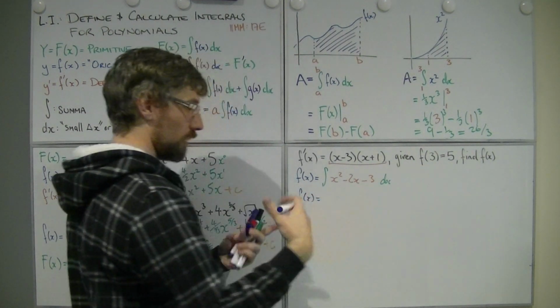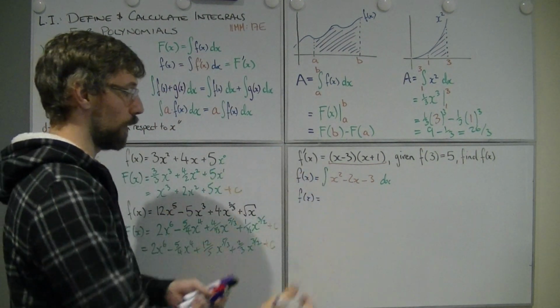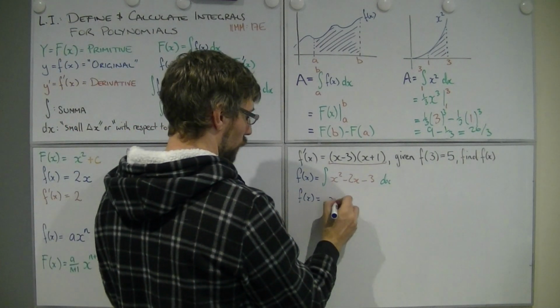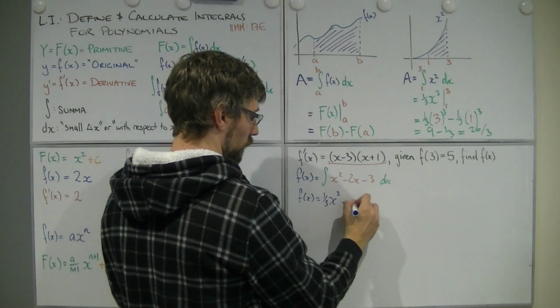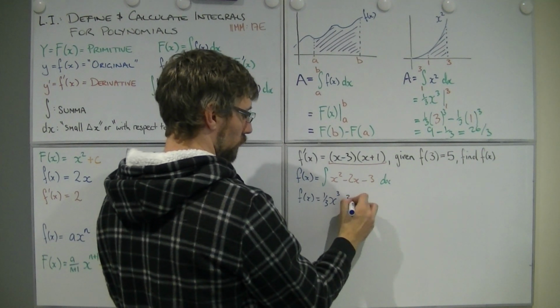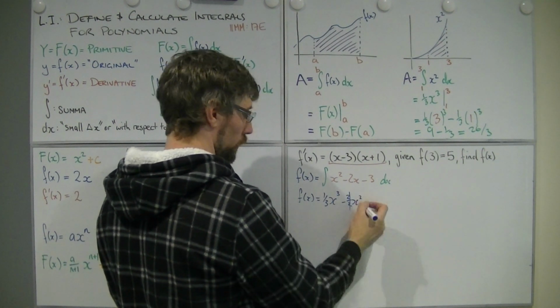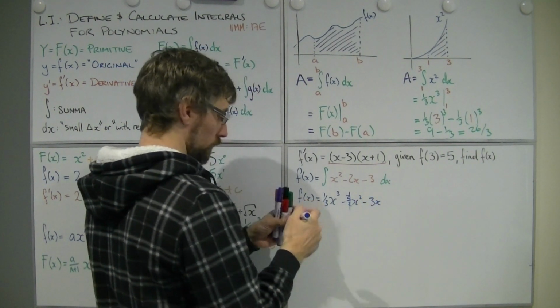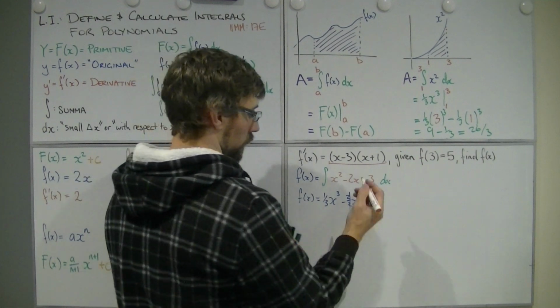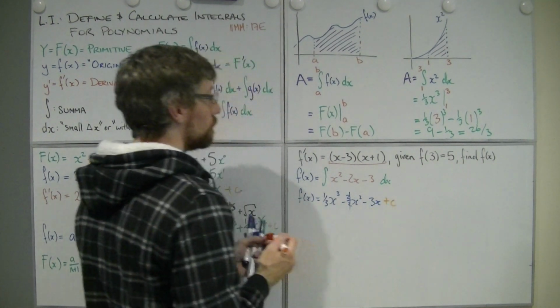Well, it's a whole lot of things separated by plus and minuses now, so I can do it piece by piece. Great. Power goes up by 1. This divides by new power. Power goes up by 1. This divides by new power, so 2 divided by 2, which is just 1, so I don't have to worry about it. This goes up by a power, so that's 3 to the power of x. And after you integrate, plus c.